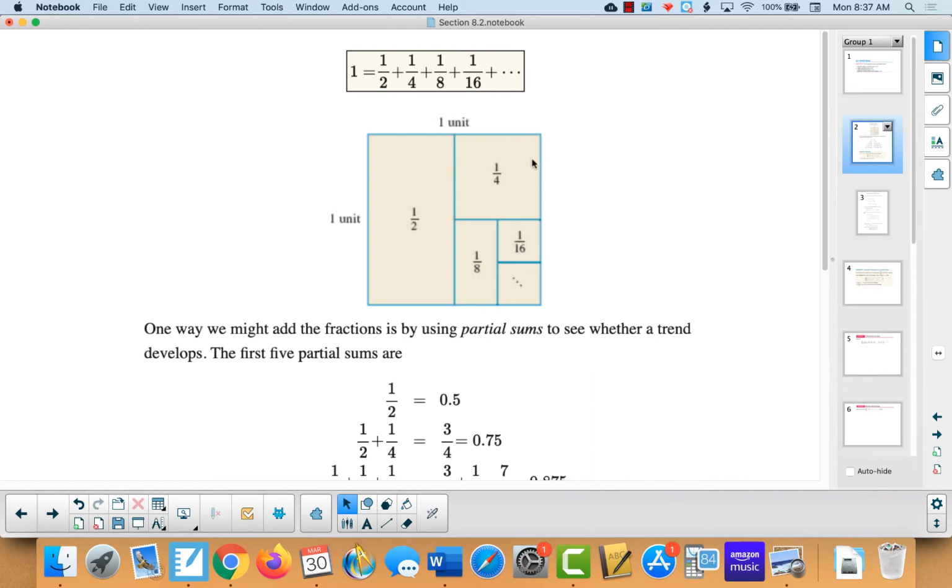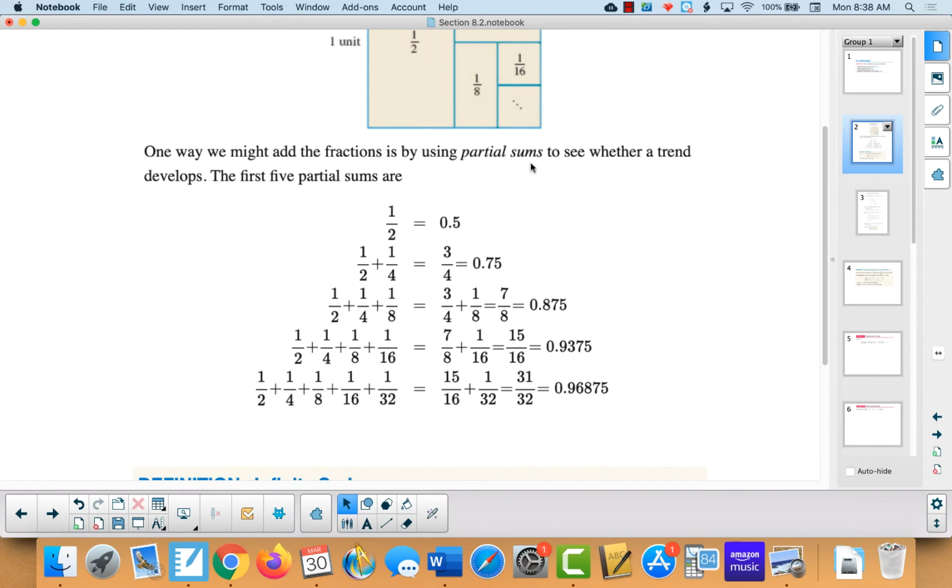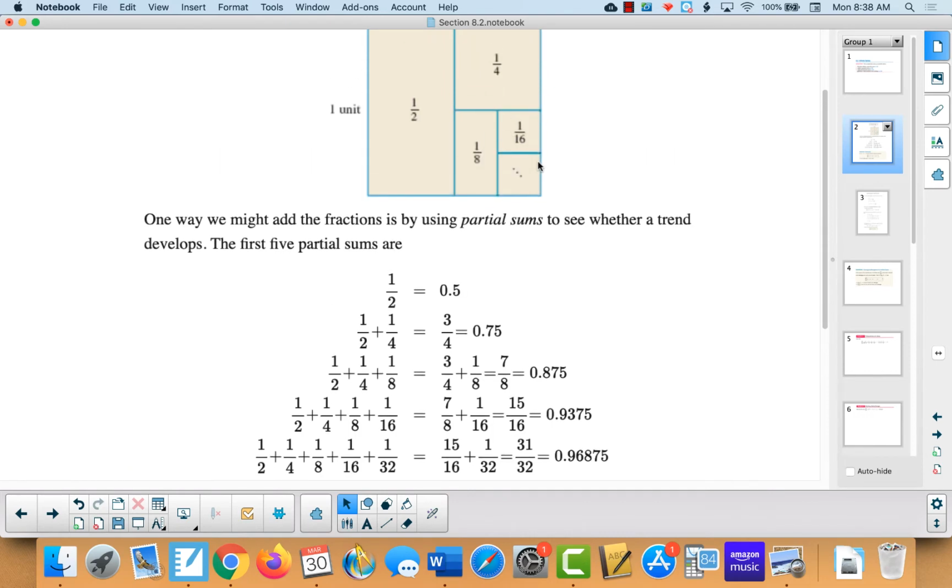So if we look at this square, it has an area of 1 unit if we multiply 1 by 1. And we can see that if we break that square into little pieces, so we break it into a half, and then we break that other half into a fourth, and then we break that other fourth into an eighth, and that other eighth into a 16th, and so on. We can do this infinitely, and that area is still going to be 1 if we add up all those partial areas. We can see this here if we add the partial sums.